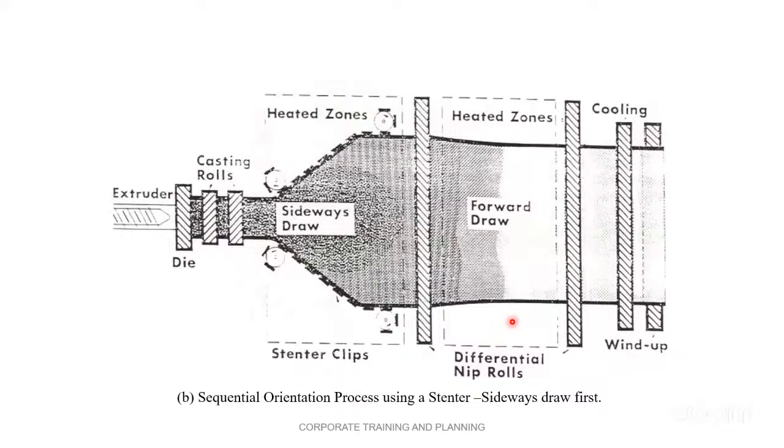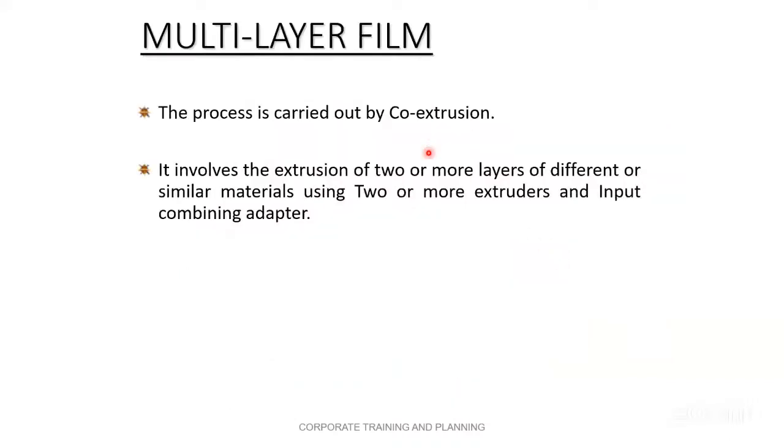Now see, the same thing is happening here. So they are also shown again here. Forward draw. Right. Multi-layer film, we will cover tomorrow. Now we have seen the blown film, cast film, and biaxial TQPP film. Now tomorrow we will cover multi-layer film and we will also start the seed plant tomorrow.